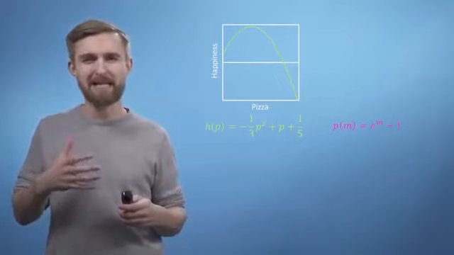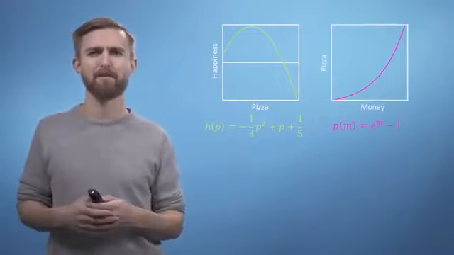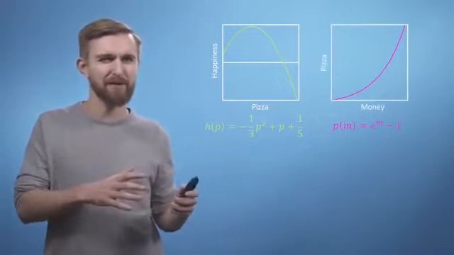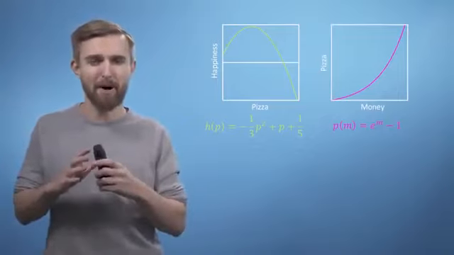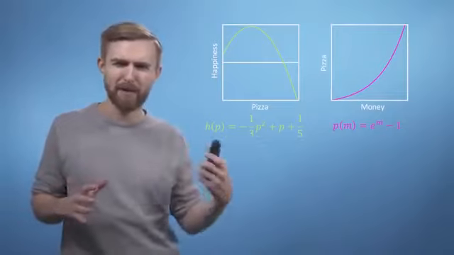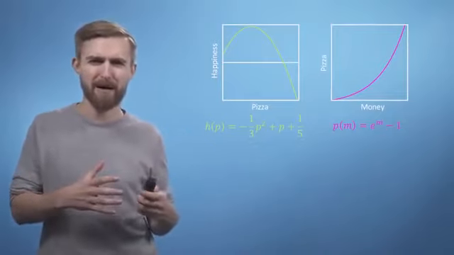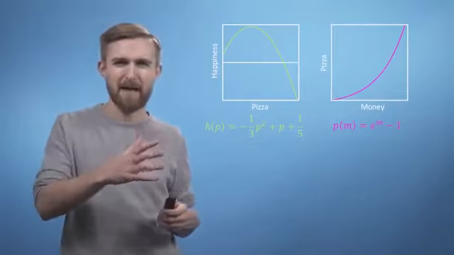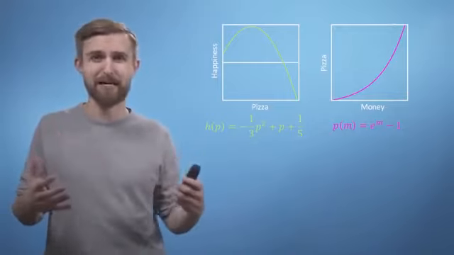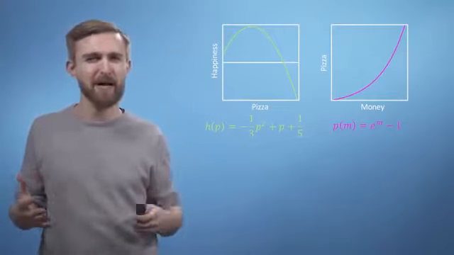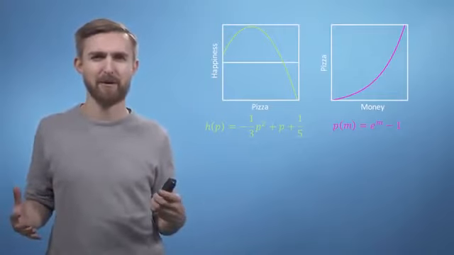P of m equals e to the power of m minus 1, which is also fairly straightforward to understand by looking at a plot. If you've got no money, you can't buy any pizza. But the more money you have, your pizza purchasing power increases exponentially. As at first you can take advantage of bulk buy discounts, but as you start getting really rich, you can buy your own pizza oven and eventually even build your own pizza factory.